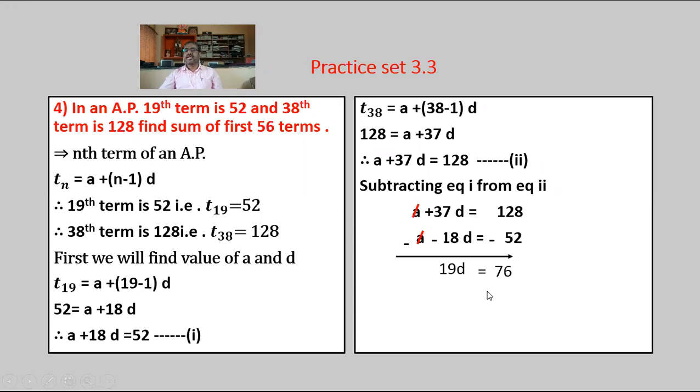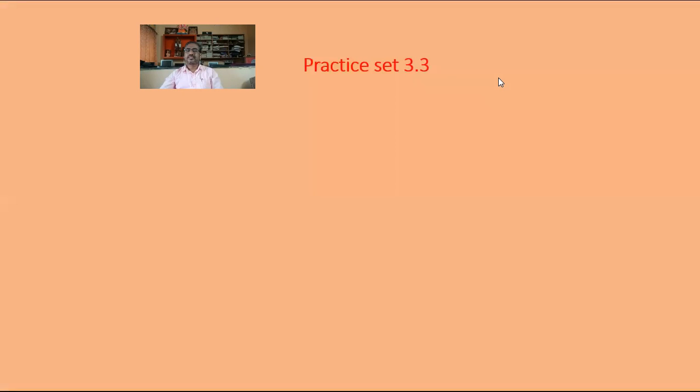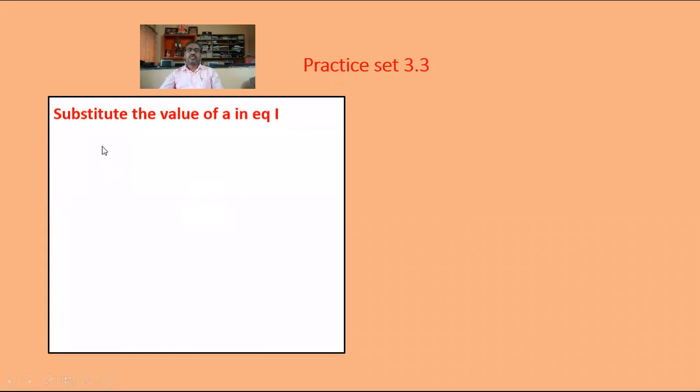Here 19 goes down to the other side, then we divide. 19d is equal to 76, d is equal to 76 upon 19. 19 fours are 76. Therefore, d is equal to 4. Now substitute the value of d in equation first.